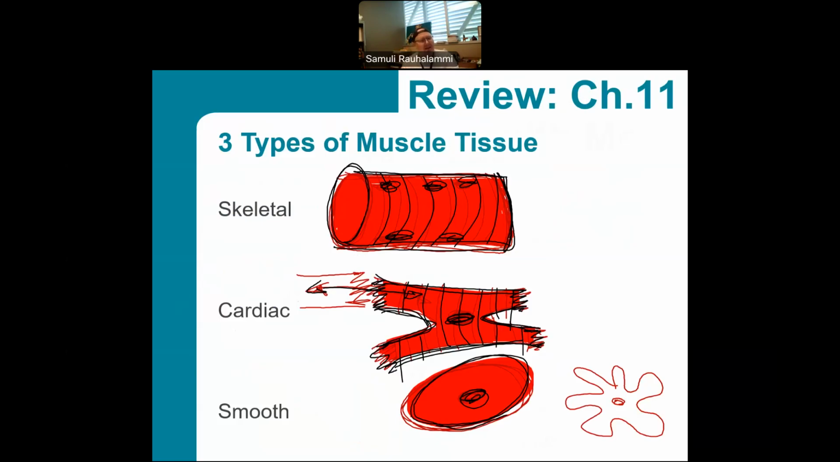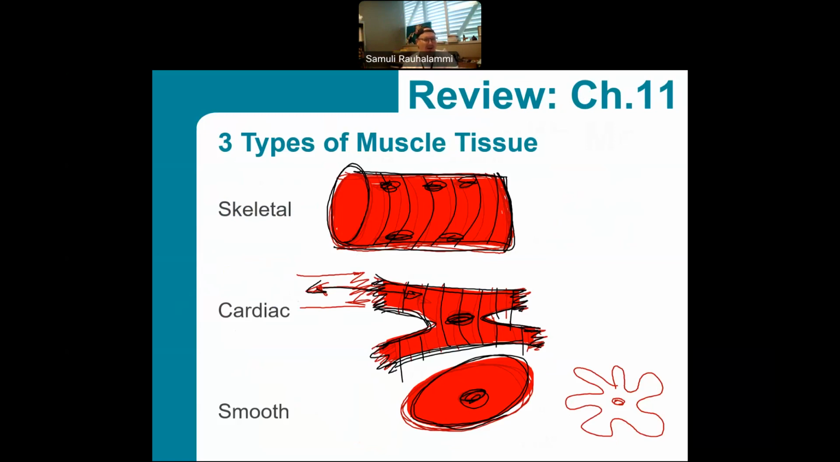Interestingly, skeletal muscles are under voluntary control, so you get to make that choice that I'm going to move this muscle and this is how I'm going to move it. That's something that you have control over, whereas cardiac and smooth muscles are involuntary muscles. They will do their function without you having to think about it.